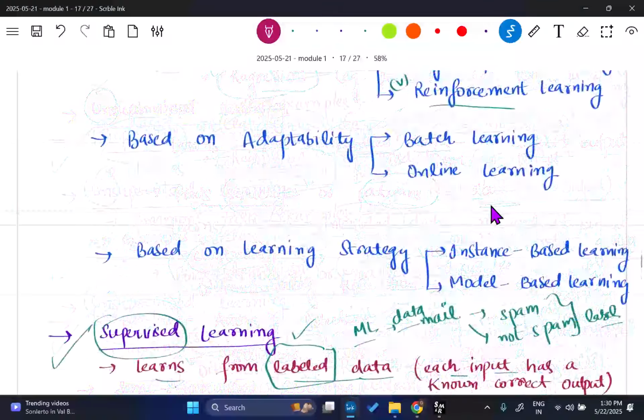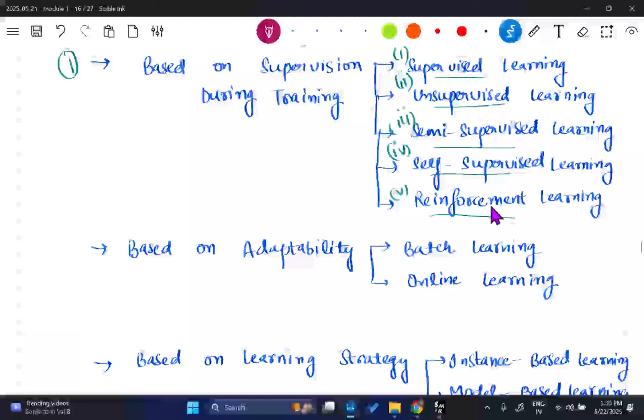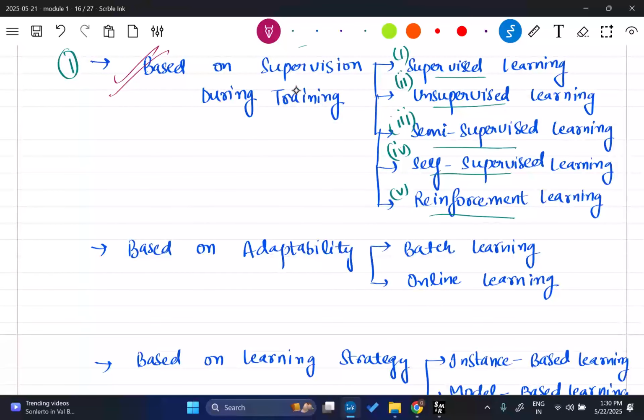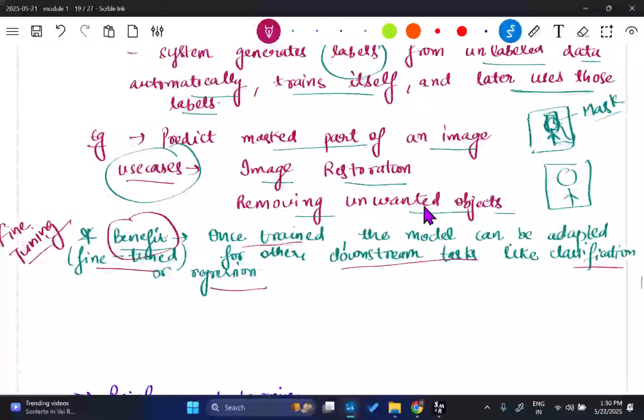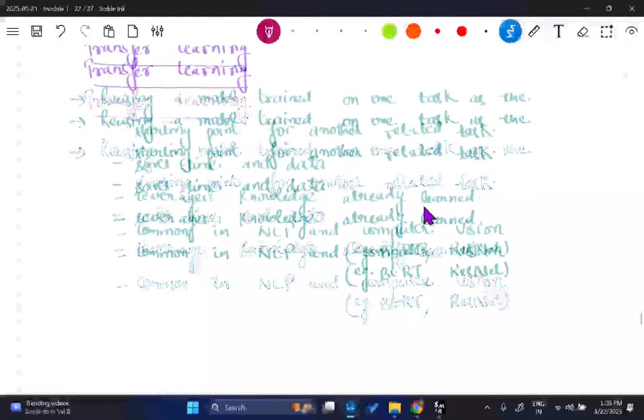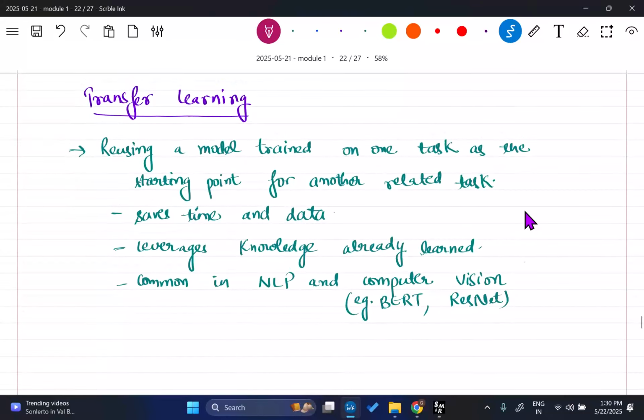So till now we have covered the first category, based on supervision during training: supervised learning, unsupervised learning, semi-supervised learning, self-supervised learning, and reinforcement learning. I have covered one more thing here, that is transfer learning. Transfer learning is also a very important terminology in the machine learning field. I want to make you aware of this terminology as we are covering all the different types of ML models.